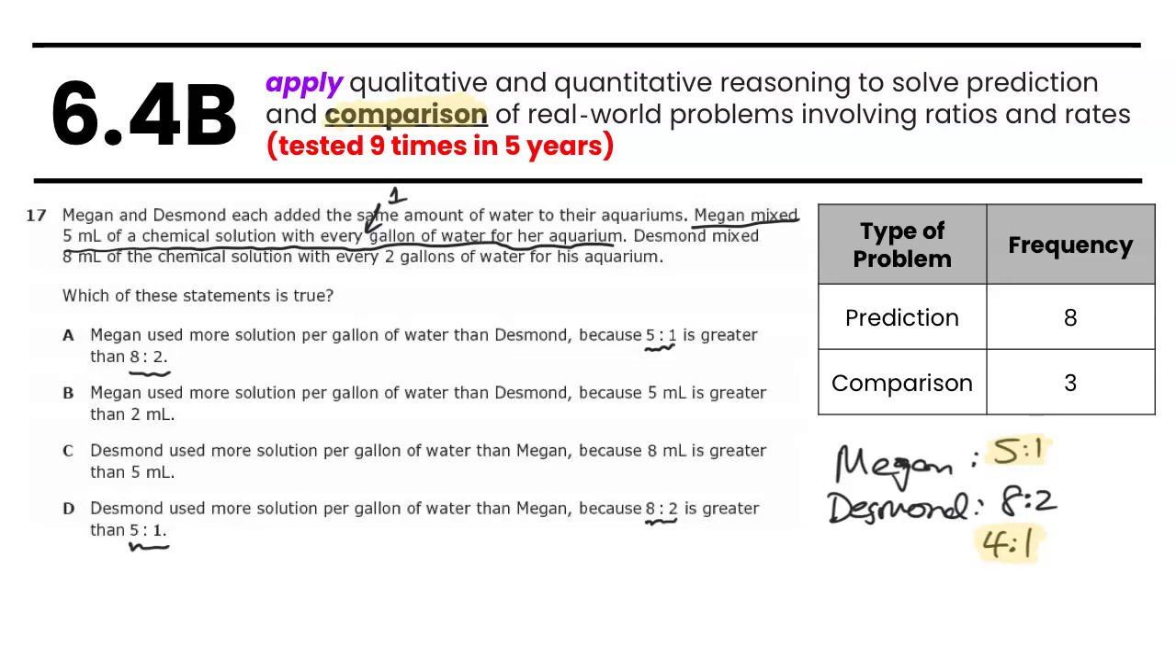What I notice whenever those are reduced is that it is actually Megan who uses more solution per gallon of water, and it's because her ratio of 5 to 1 is greater than the ratio for Desmond, which was 8 to 2. The big misconception here is that students do not even consider that they are looking at a rate or a ratio. All they do is they look at the 5 and the 8, and they assume that Desmond used more solution, either because 8 is bigger than 5 or because they didn't reduce and they said that 8 to 2 was greater than 5 to 1. You'll want to make sure to address both of those misconceptions when you are teaching the lesson.